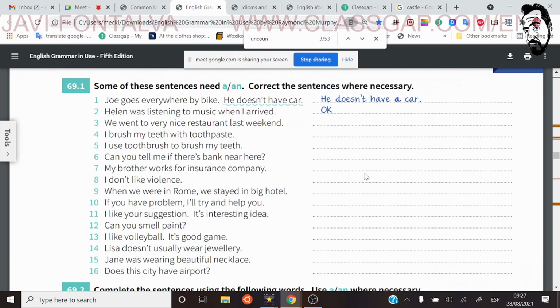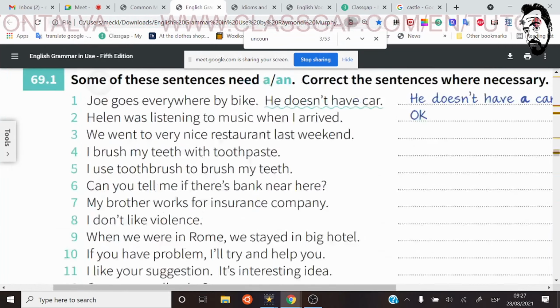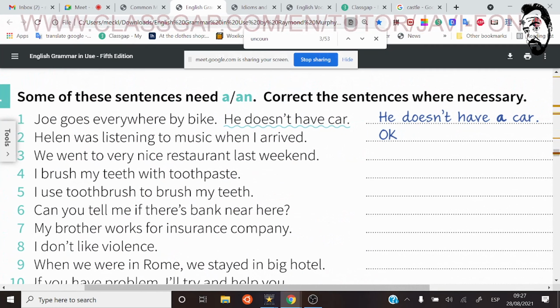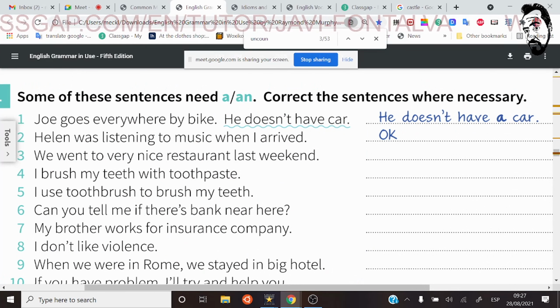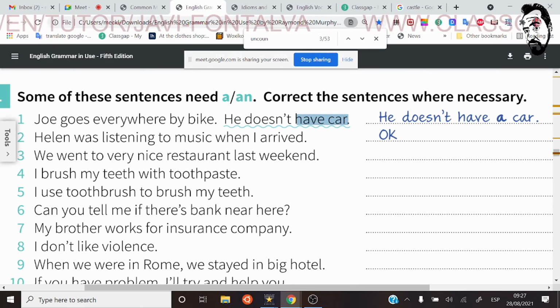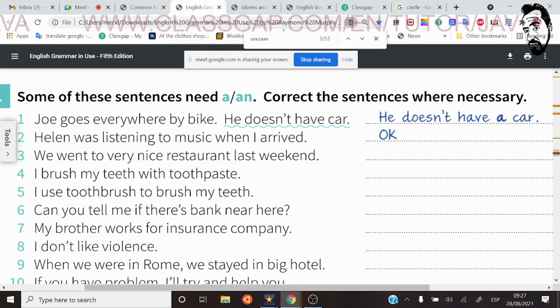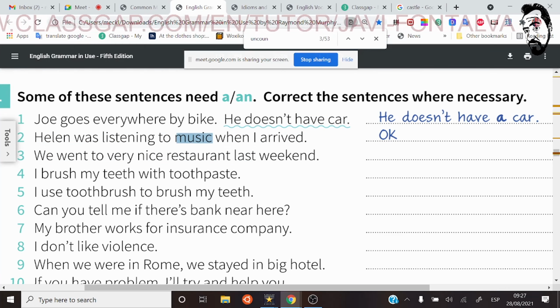Okay, we're gonna try a few more sentences. So here we have two examples. Joe goes everywhere by bike. He doesn't have car. This is incorrect. You need to say he doesn't have a car. Number 2. This is okay. Helen was listening to music when I arrived. Music is uncountable, so no article.